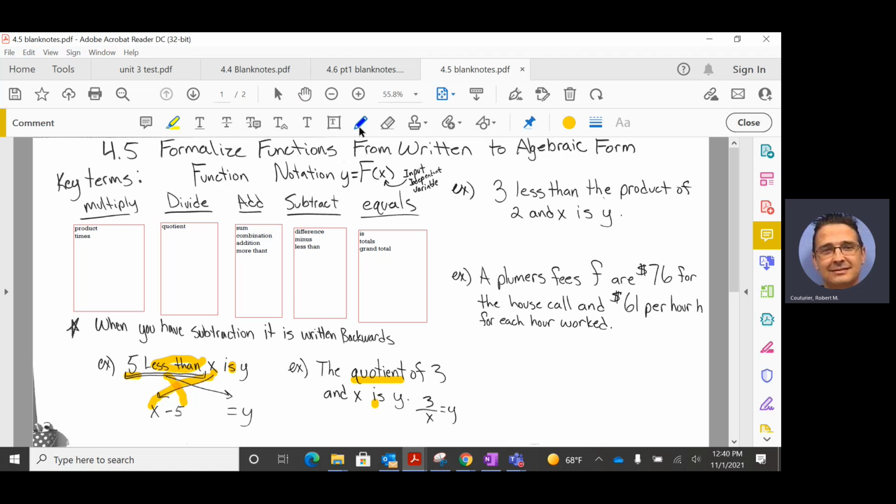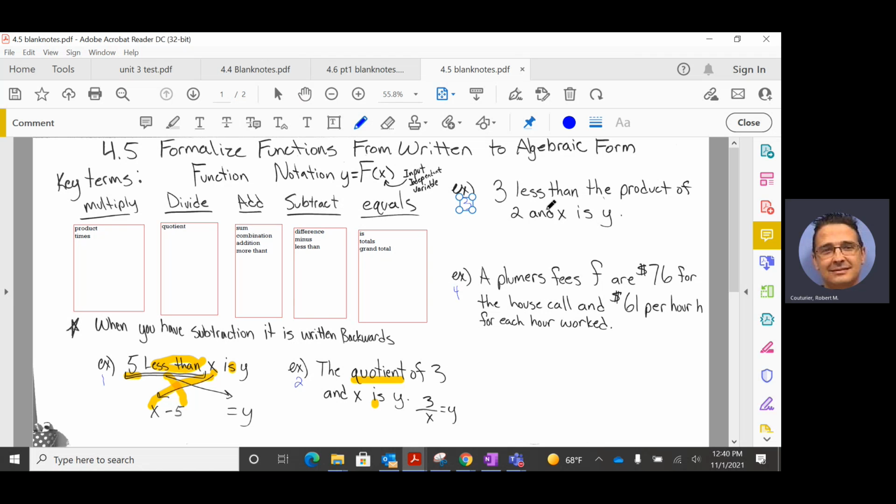Again, as we start to write some of these, you pause it. Maybe you try this next example here. So this is example 1, example 2, example 3, example 4. 3 less than the product of 2 and x is y.